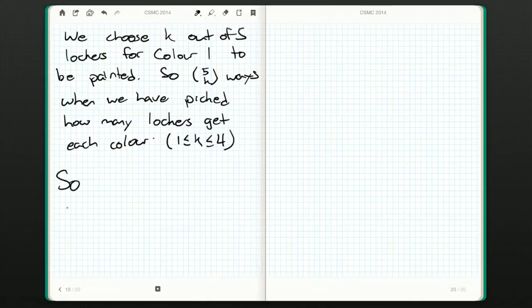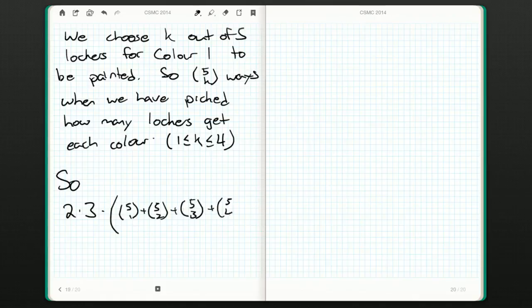So this means that we have 2 ways to choose which group gets the 1 color, 3 ways to choose that 1 color, and then finally 5 choose 1 different ways to paint with color 1, 5 choose 2 to paint with color 1, 5 choose 3 to paint with color 1, and 5 choose 4 ways to paint with color 1 out of the remaining 2 colors. So that's 6 times 5 plus 10 plus 10 plus 5.